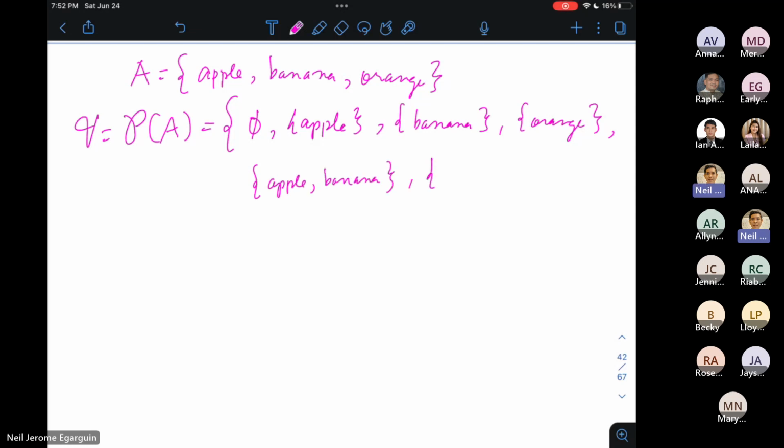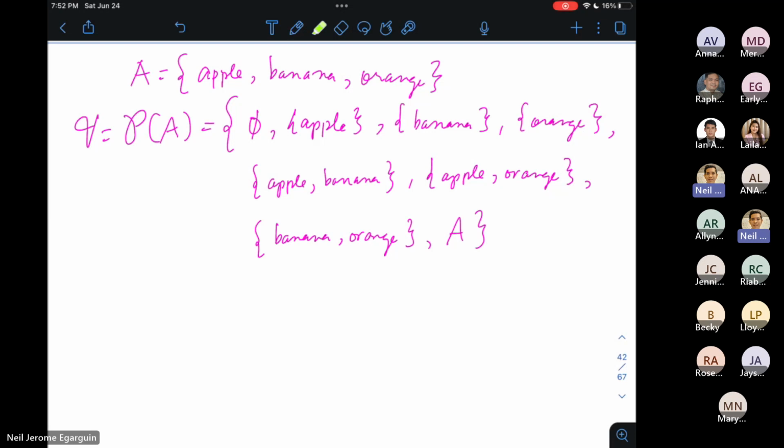Then set containing apple and orange. Then set containing banana and orange. And then yung tatluhan naman yung laman, yung mismong set A na. Yung set na apple, banana, and orange. So meron tayo ditong 8 vectors.